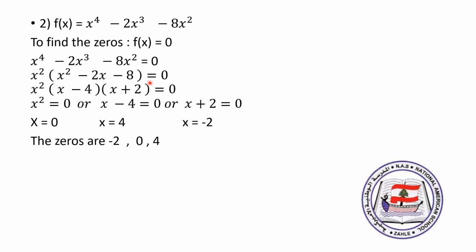So x squared equal to 0, or x minus 4 is equal to 0, or x plus 2 is equal to 0. Solving each equation, we get x equal to 0, or x equal to 4, or x equal to minus 2. So this polynomial of degree 4 has zeros minus 2, 0, and 4.